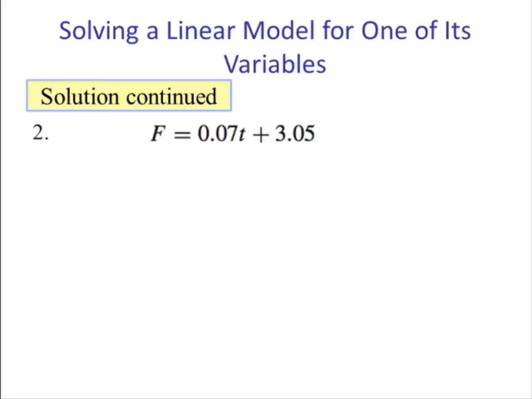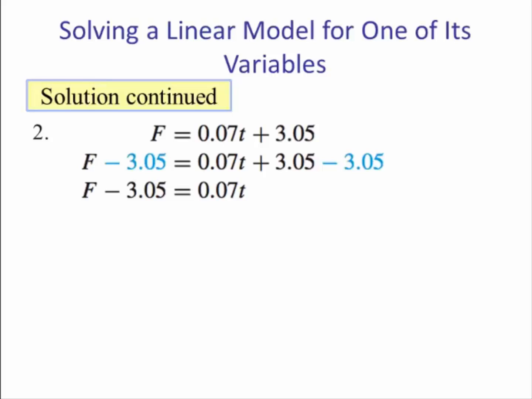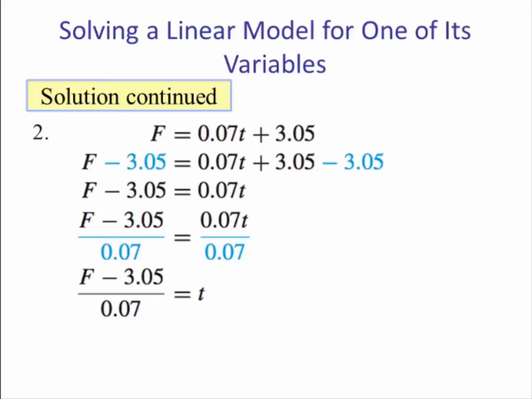Number 2, we start off with our equation. To solve for t, we need to get rid of 0.07 and 3.05. 3.05 is added, so it goes first. We do the opposite and subtract $3.05 from both sides of the equation. We are left with F minus $3.05 equals 0.07 times t. Last step is to divide by 7 cents, and we have t is equal to F minus $3.05 divided by 7 cents.